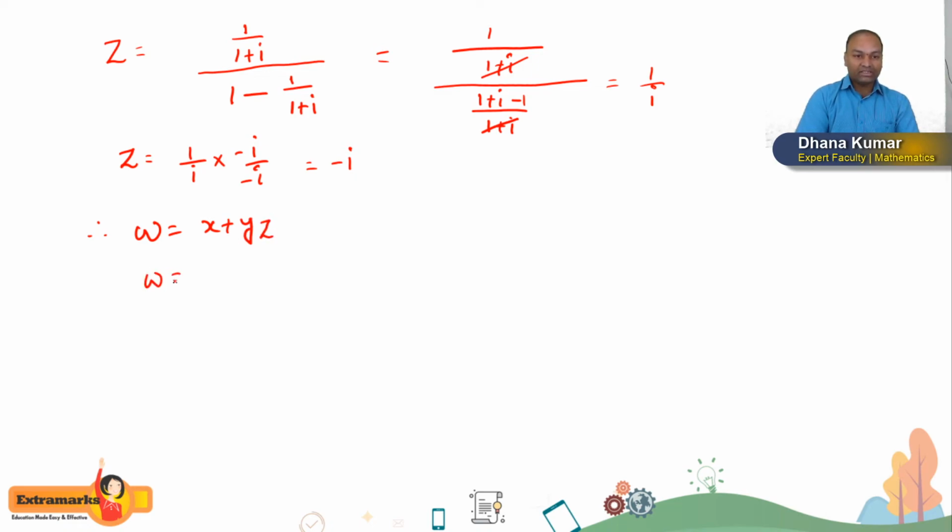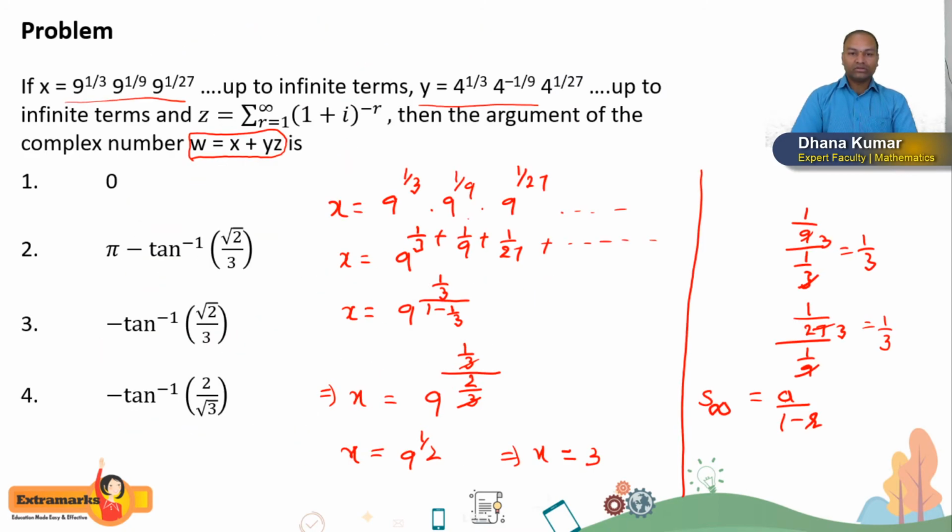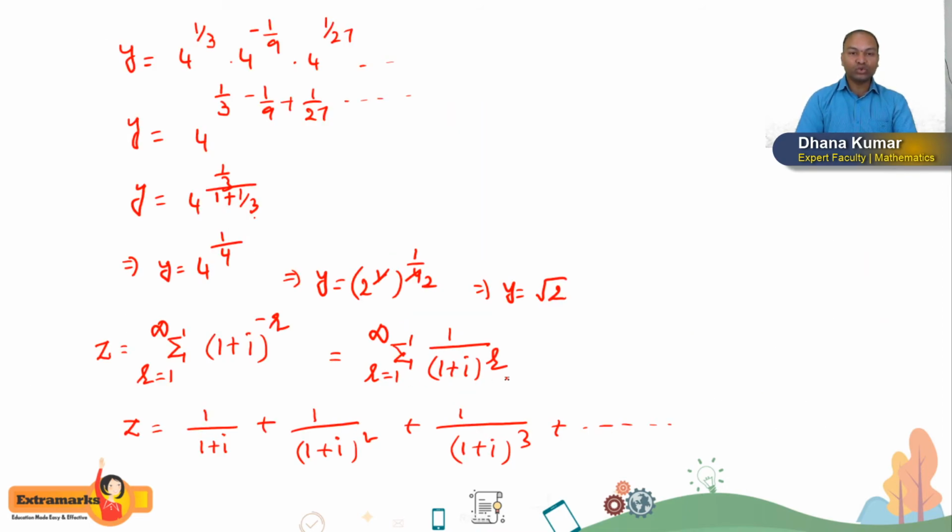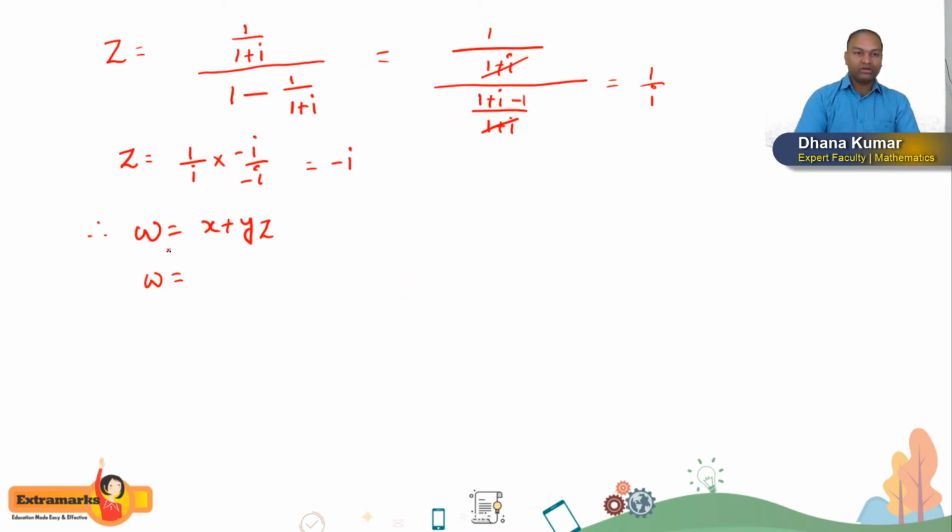So that implies what is x? Here x is equal to how much we got? x is equal to 3 and y is root 2. Okay. x is equal to 3, y is root 2, z is minus i. So minus i root 2. That's it. Okay. So this can be written as what? The point (3, minus root 2). But actually we calculate what? Argument.